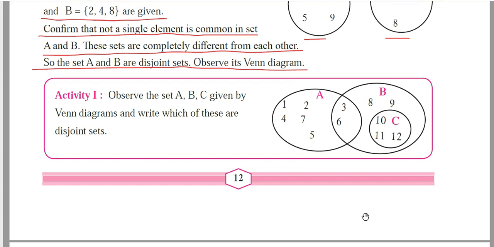ऍक्टिव्हिटी 1 दाखवली बघा त्याने. Observe the sets A, B, C given by the Venn diagram and write which of these sets are disjoint. Clearly, A सेट दाखवलाय B, A आणि B मध्ये कॉमन एलिमेंट्स आहेत. पण C बघा, C हा A पासून पूर्णपणे वेगळा आहे. Therefore, A and C are the disjoint sets.